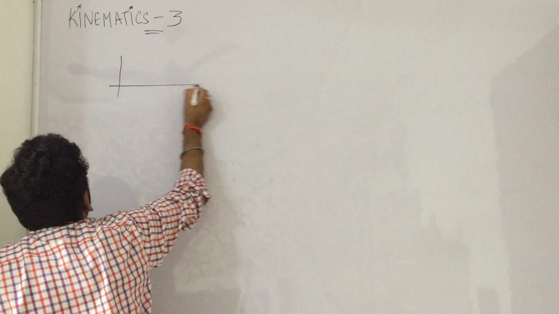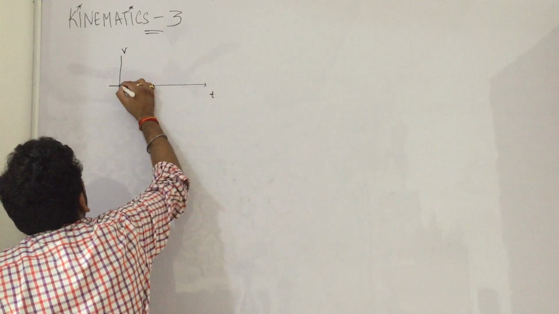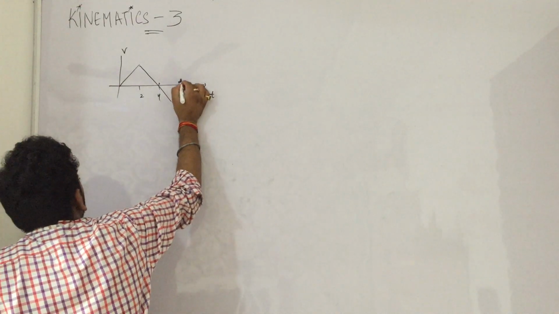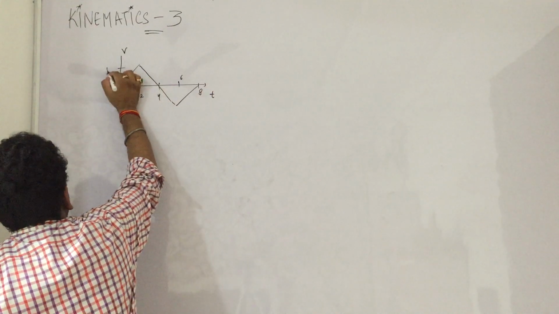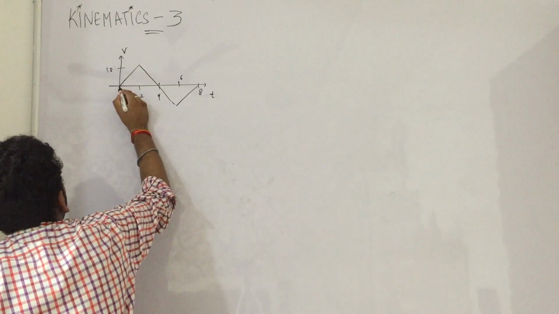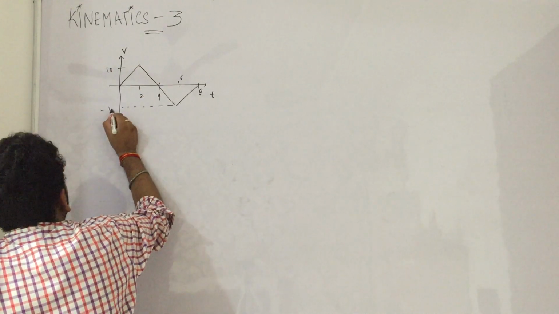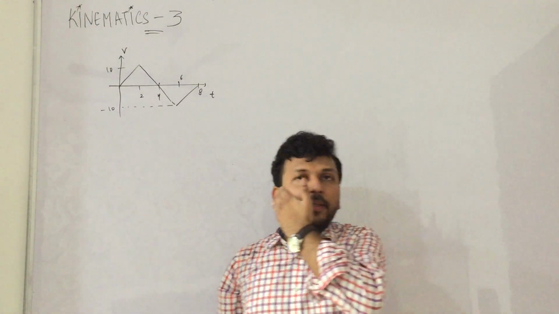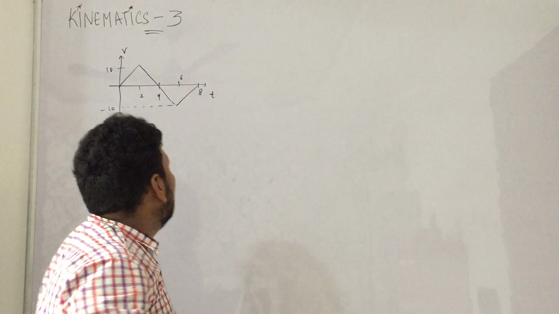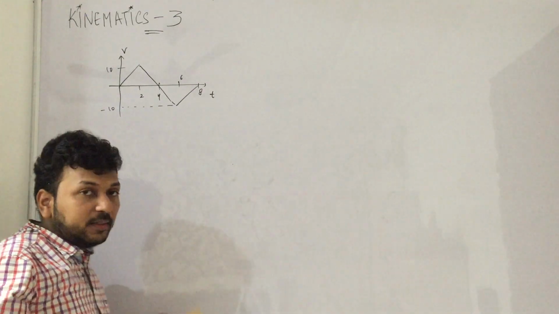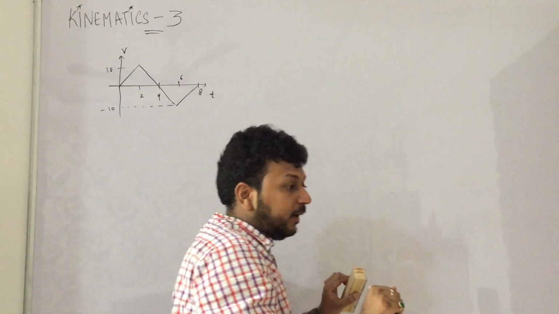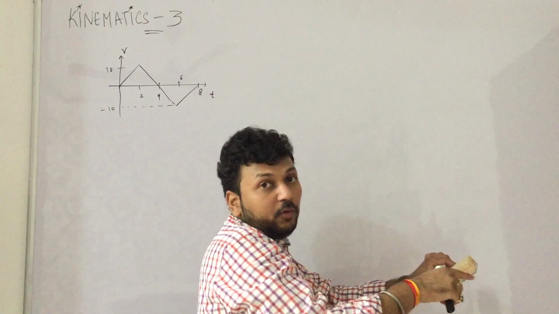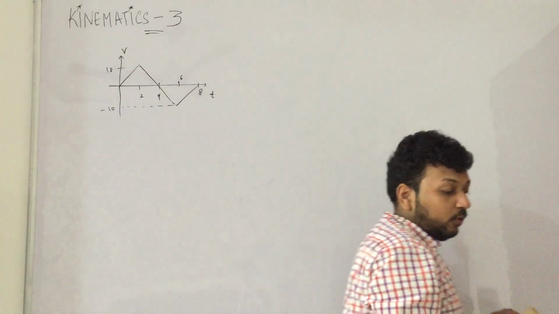Suppose there is a case of a VT graph like this: 2, 4, 6, 8, 10 and -10. Okay, so the VT graph is like this. Now what does this mean? This means from 0 to 2, the particle, the person accelerated. At 2 seconds, he or she applied the brakes, but still the person will move forward. Okay, so till 4 he moved.